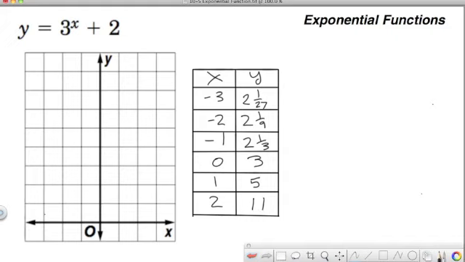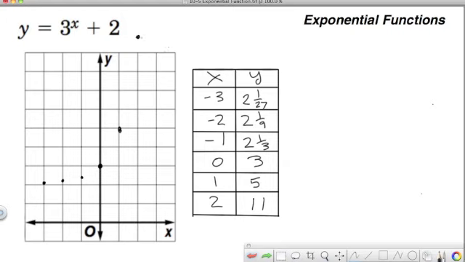-3 and 2 and 1/27 is about right here, I'm going to guess. -2 and 2 and 1/9 is going to be about right there. -1 and 2 and 1/3 is going to be about right there. 0 and 3 will be right here. 1 and 5 will be right here. And 2 and 11 is going to be off the charts, so we won't see that one. It's probably going to be about right here.